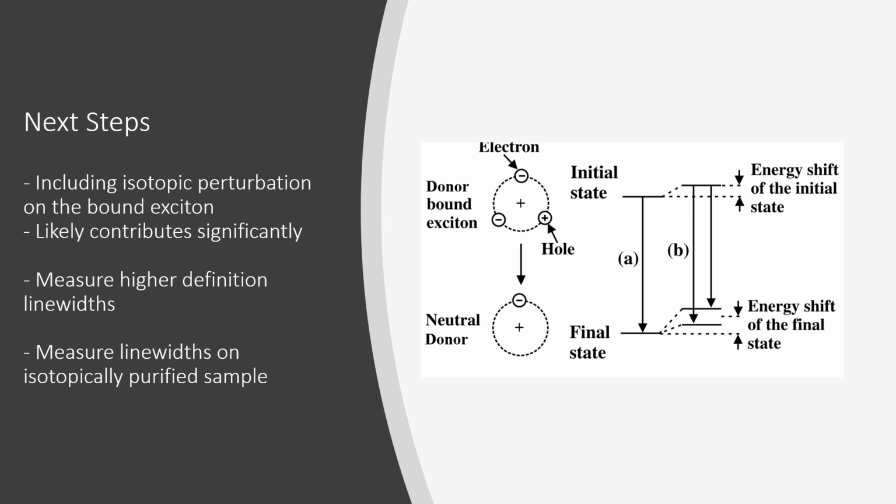Further refinement of this model should include the contribution of isotopic perturbation on the donor-bound exciton as well. We had assumed this contribution would be smaller, but upon review realized it's likely significant. More data should also be taken to test this model, including measurement of higher definition line widths and measurement of the line width on an isotopically purified sample.